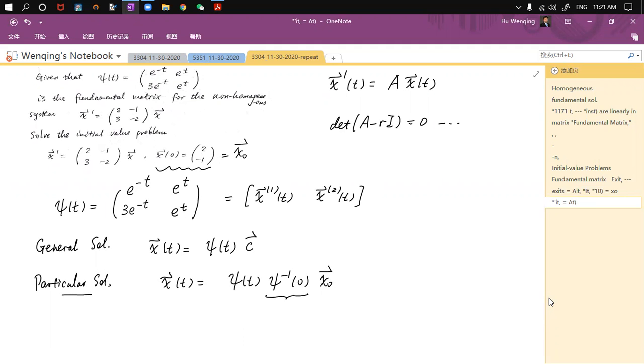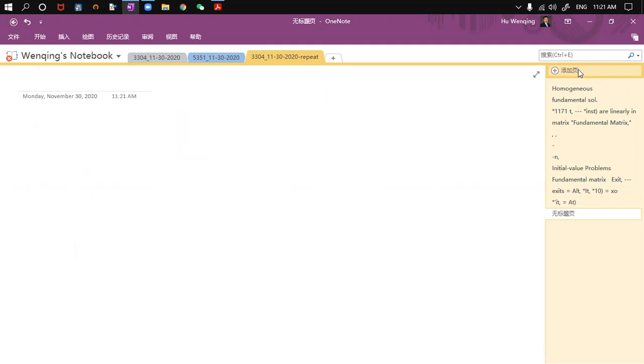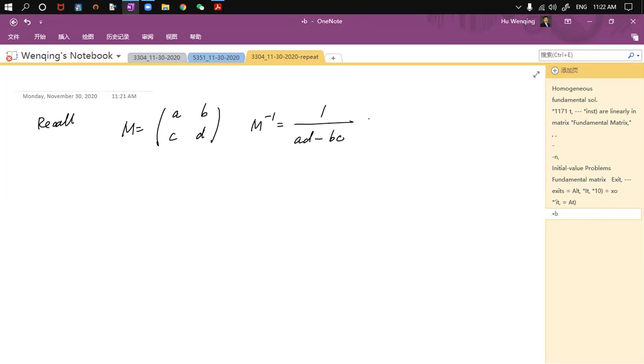Well, remember, there is a very important formula. If the matrix M is equal to A, B, C, D, then the inverse of the matrix M is equal to 1 over AD minus BC, that's the determinant of M. And then you switch the diagonal, and take a negative on the off diagonal.